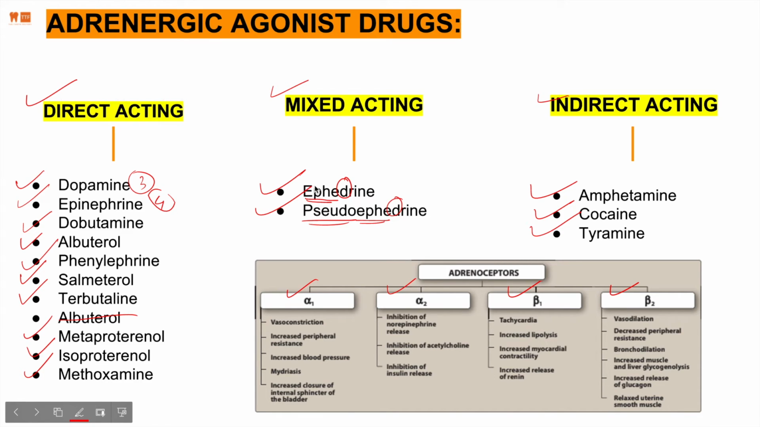Clear? Epinephrine, dual activity, or fake epinephrine that has dual activity. These are mixed acting. So just a way to remember and split the words up so visually we can remember them. Indirect acting. Indirect acting means they increase the norepinephrine release.